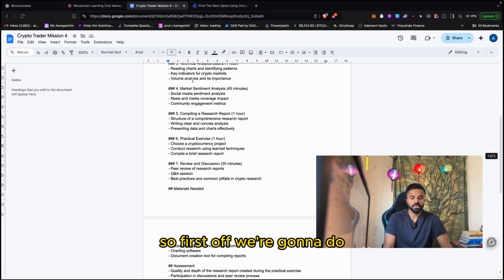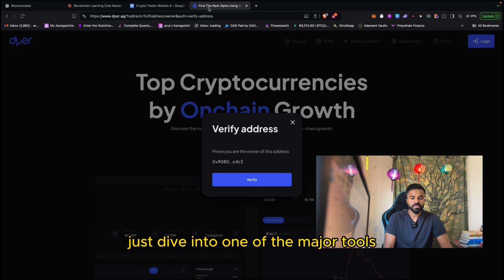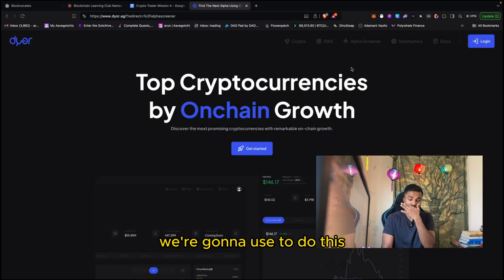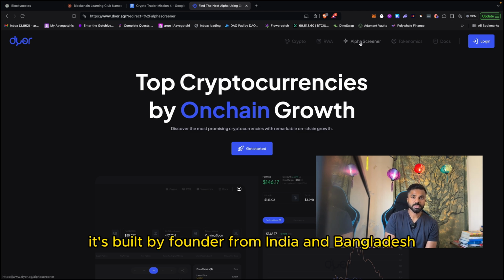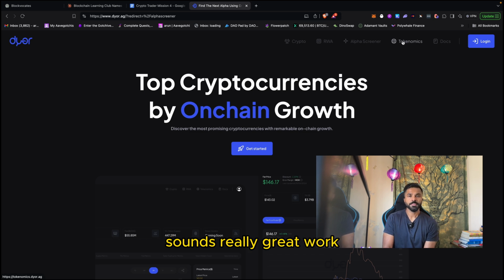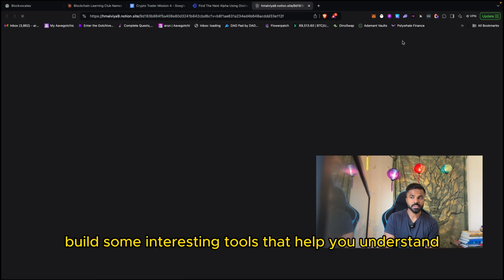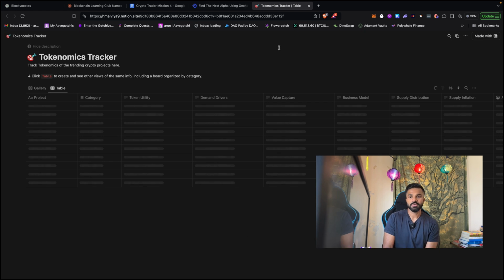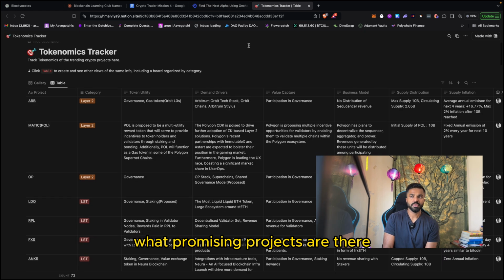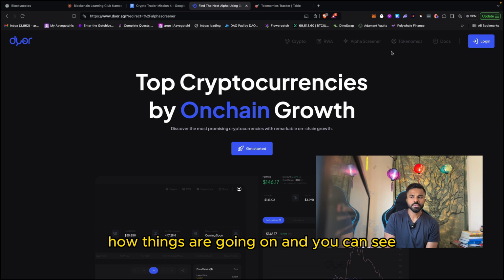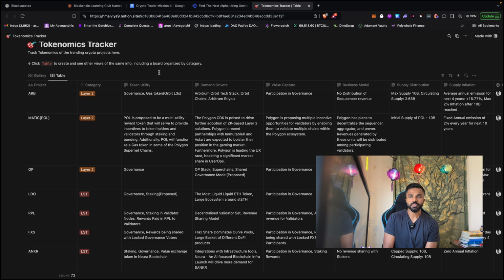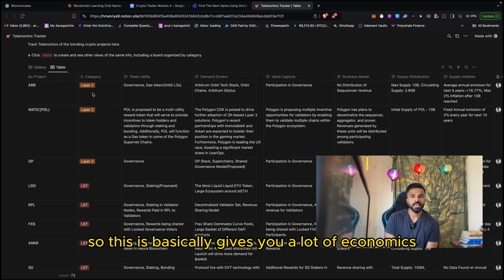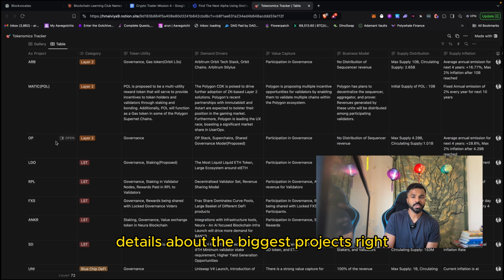So first off, we're going to just dive into one of the major tools we're going to use to do this. This is called dyor.ag. It's built by a founder from India named Hitesh. He's done really great work, built some interesting tools that help you understand what promising projects are there, how things are going on. And you can see there's this tokenomics tracker on this page.